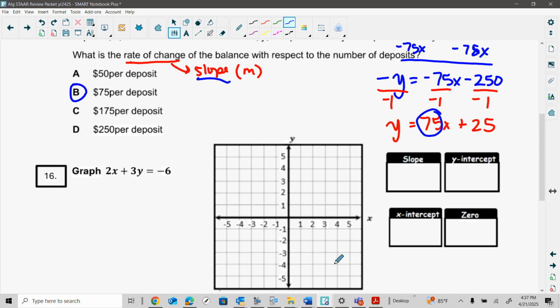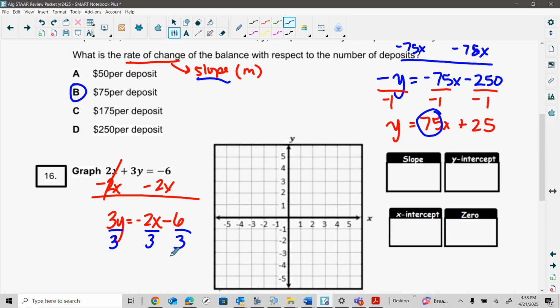So I'm going to show the steps here. First, we should be subtracting the 2x. That's going to bring everything down. 3y equals a negative 2x minus 6. And then we should divide everything by the number in front of y, the coefficient, which is 3. So the 3 cancels, and now I get y equals a negative 2/3 x minus 2.